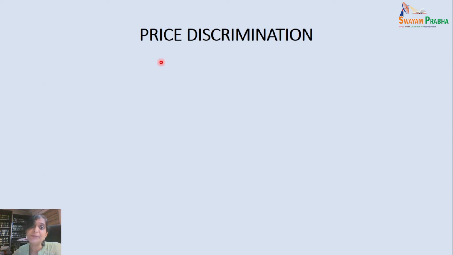So let us start by understanding what we mean by price discrimination. I think the name itself is quite self-explanatory. Price discrimination, that is, there is a discrimination in the price which is being charged to the buyers. The buyers are being divided or they are being charged a different price. They are being discriminated on the basis of the price which is going to be charged to them.